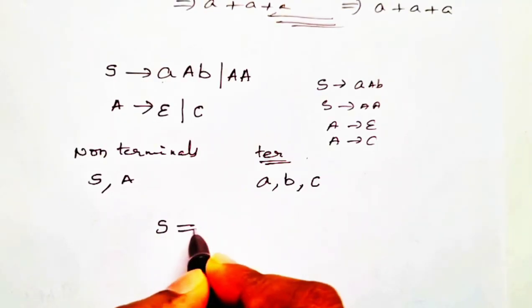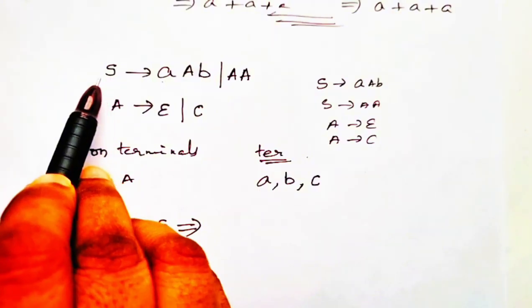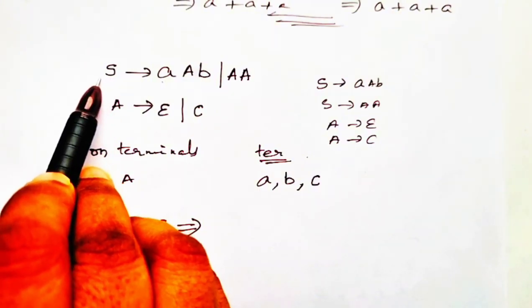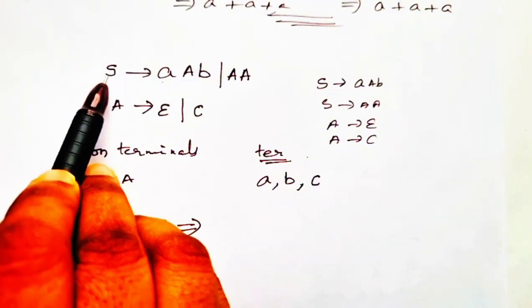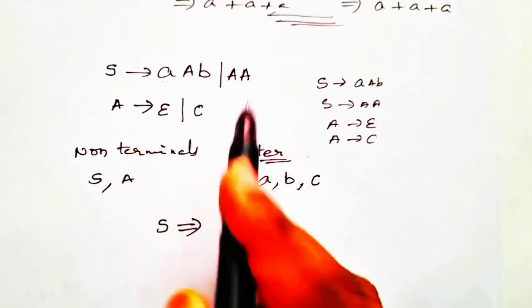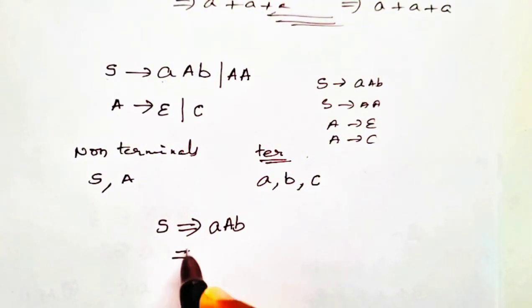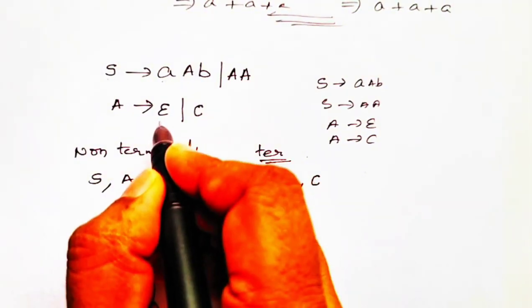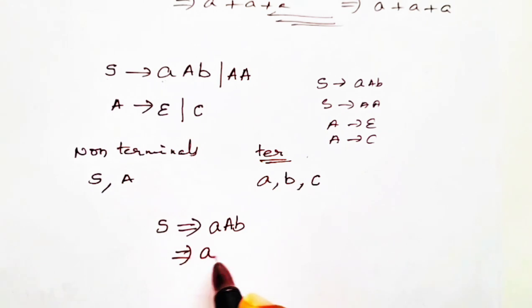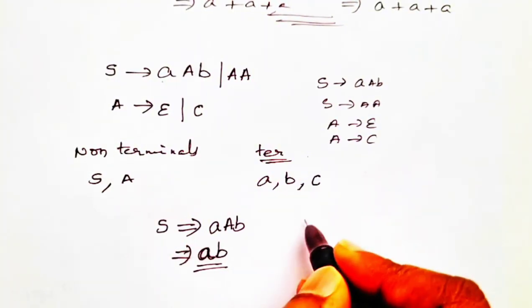Similarly, you have to start with the start symbol. Whatever the symbol you are having on the left hand side of the first production, that will become the start symbol. I'm starting with S. You can either take this or this. Let me take this. In place of A, you can either place epsilon or C. Let me place epsilon. If I place epsilon, what it will become? AB. One of the string which can be derived from this grammar is AB.